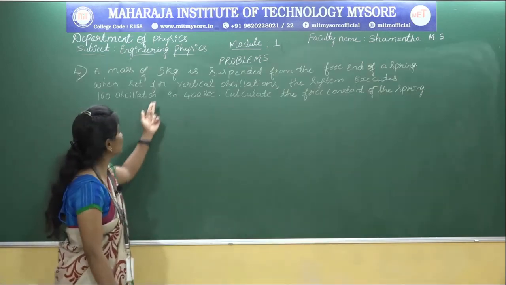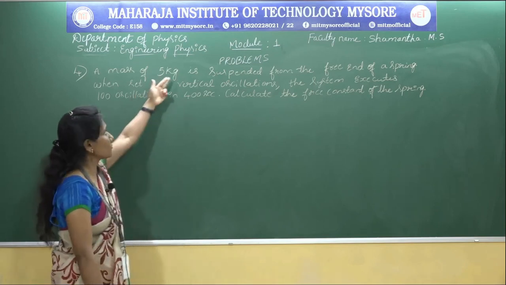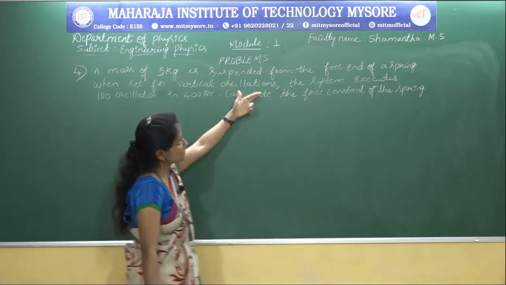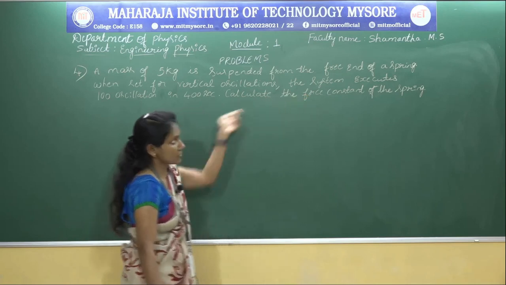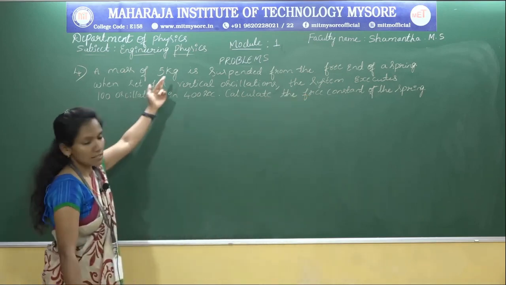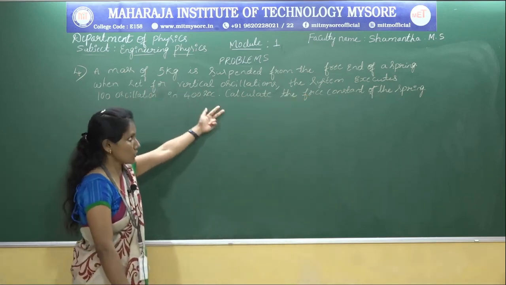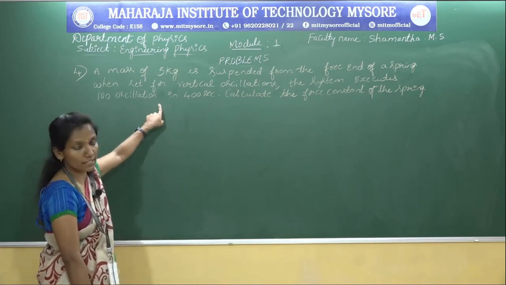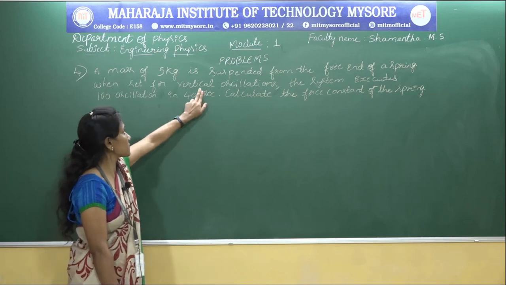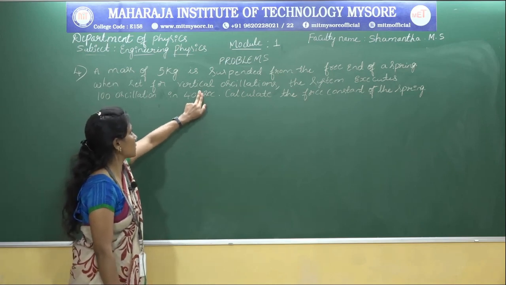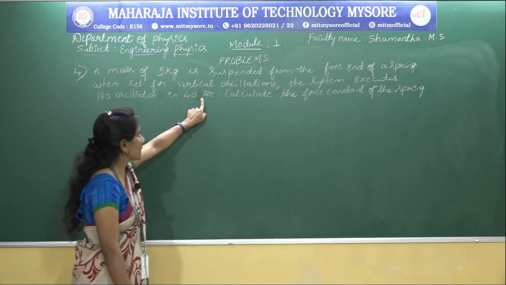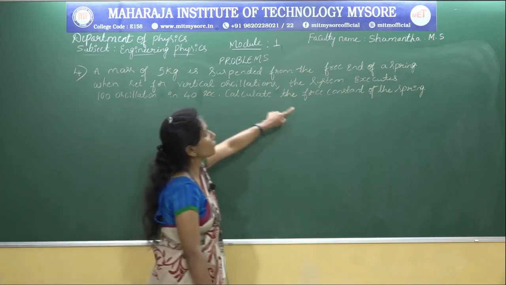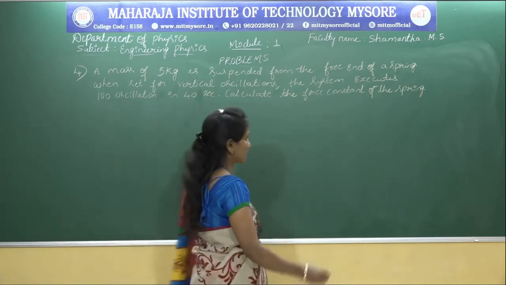Okay. So, the next problem: a mass of 5 kg is suspended from the free end of a spring when set for vertical oscillation. The system executes 100 oscillations in 40 seconds. Calculate the force constant of the spring.